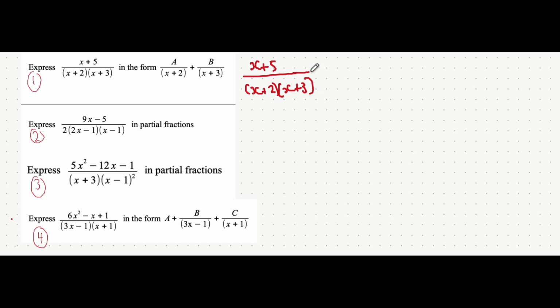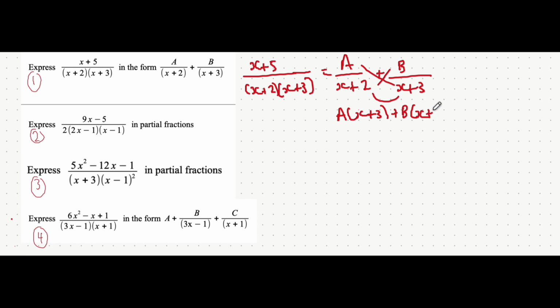So let's write it out in the form a over x plus 2 plus b over x plus 3. In order to compare the two sides of the equation, you want to make it so that the denominator on the right hand side matches the denominator on the left hand side. You can add fractions using the smile and cross method. So you can say a multiplied by x plus 3 plus b lots of x plus 2 all over the denominator, which is the multiplication of the two denominators, can match up to the left hand side of the equation. So x plus 5 over everything on the denominator of this fraction.